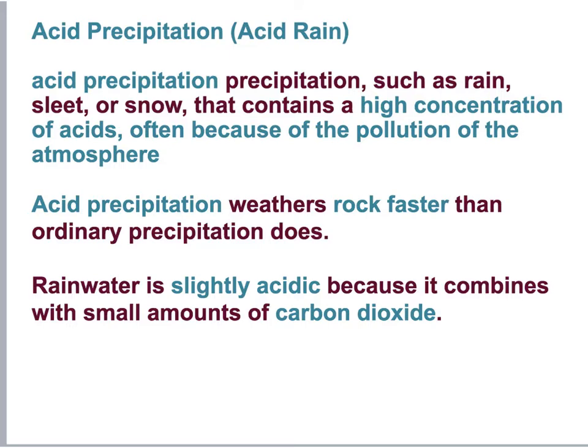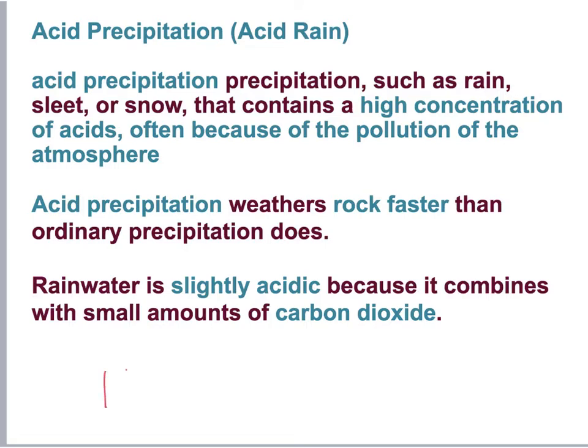Okay, so the last two letters of OCAR are acid rain, or acid precipitation, to be a little more exact. Acid precipitation, such as rain, sleet, or snow, has a high concentration of acids, often because of the pollution of the atmosphere. The acid gets into the atmosphere because it's been put there by burning mostly. Acid precipitation weathers rock faster than ordinary precipitation does. Rainwater is slightly acidic because it combines with small amounts of carbon dioxide.